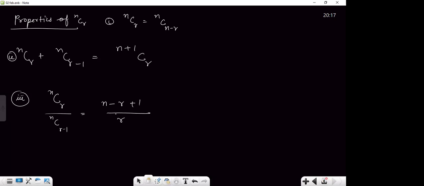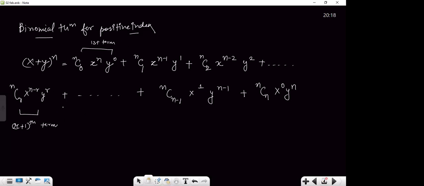These are some important properties. Let's now go back to the theorem. Here we can see the power of x started from the maximum that was there in its power. And if this is the rth term, like the first term is having 0 here, second term is having 1 here, which term is this? This is the n plus first term.